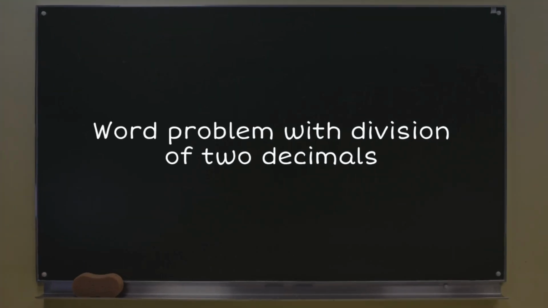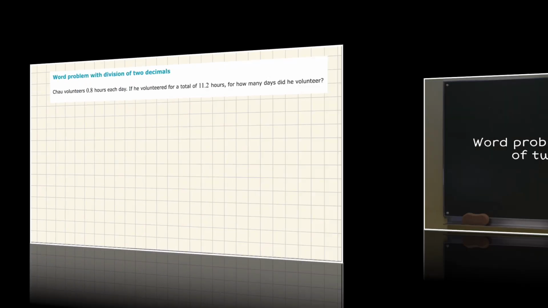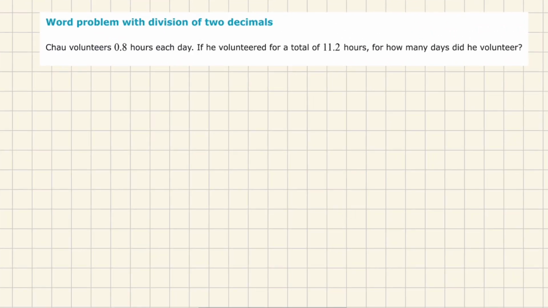Word problem with division of 2 decimals. In this example, we're told that Chow volunteers for 0.8 hours each day, and that he volunteered for a total of 11.2 hours. And from that information, we're asked how many days he volunteered. So to do this calculation and find out how many days Chow volunteered, I would take 11.2, the total number of hours that he volunteered, and divide that by 0.8, the number of hours he volunteered each day.